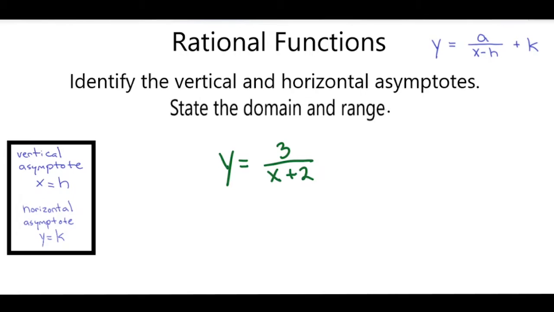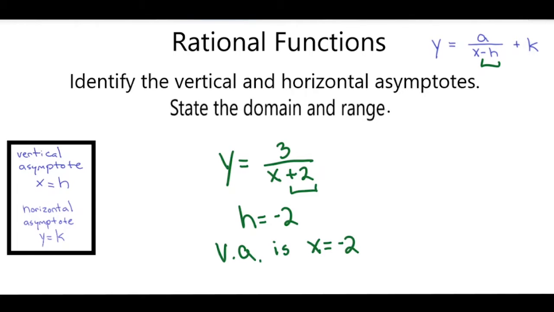All right, so first I'm going to look for my vertical asymptote, and I'm going to see that h would be right here. Well, this is plus 2, but up here it says minus h. That means that h is equal to negative 2. So my vertical asymptote, my VA, is x equals negative 2.